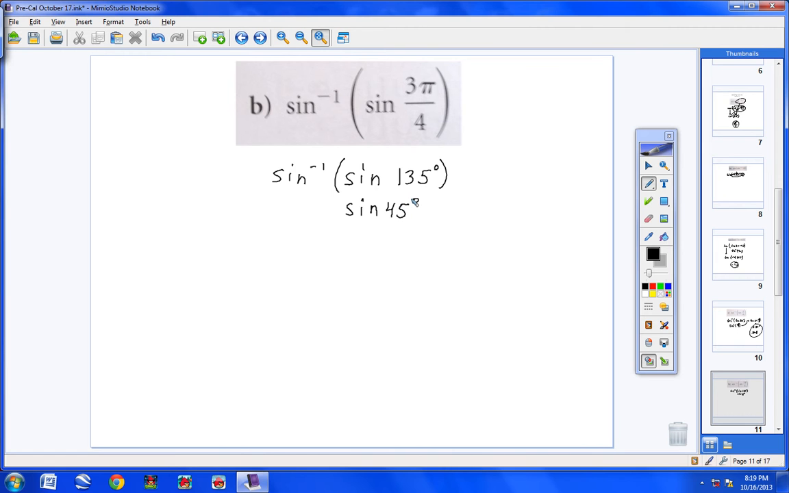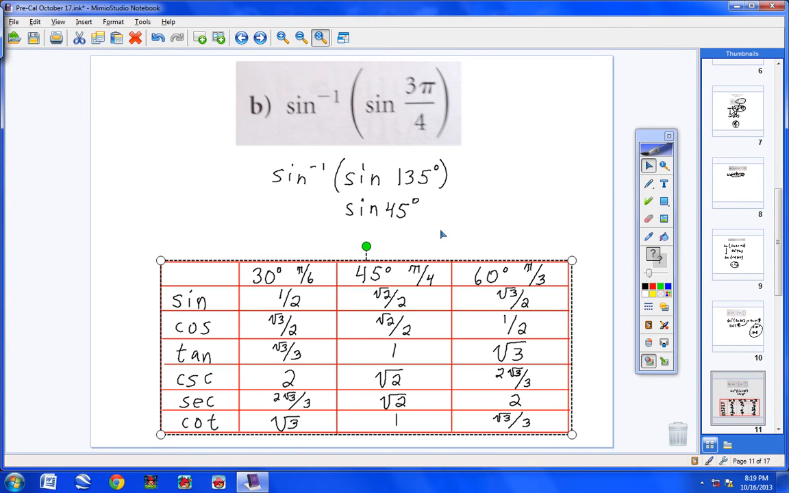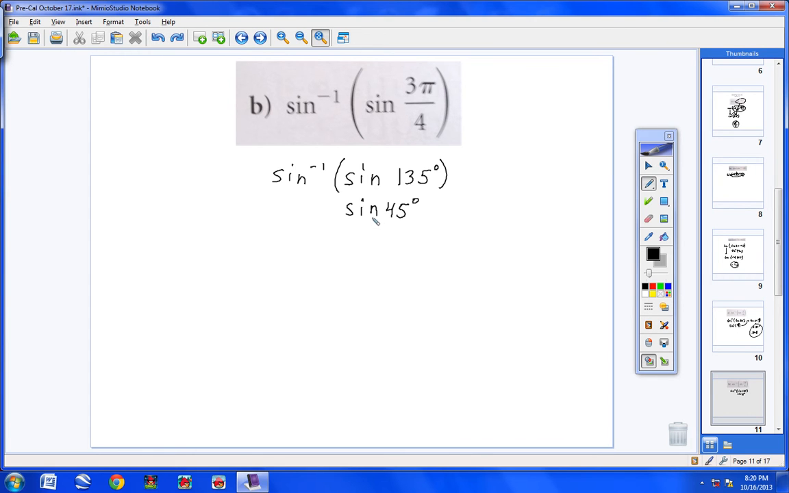And now let's go ahead and take a look at what the sine of 45 degrees is. All right, here's sine 45 degrees, square root of 2 over 2. There it is. Sine of 45 is square root of 2 over 2. So the sine of 45 degrees would be square root of 2 over 2. And then bring down your inverse sine.